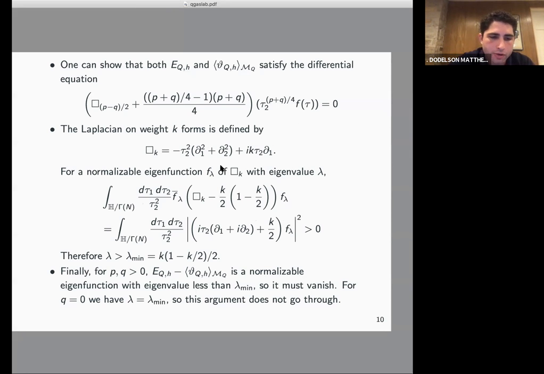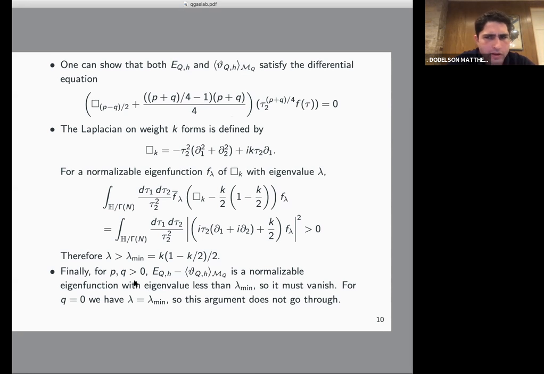So I just showed that the Eisenstein series and the theta function have the same behavior at the cusps, and so their difference is actually normalizable on the full surface. And because of this formula, their eigenvalue is less than the minimum allowed eigenvalue, and so this function must vanish. And so that means that E is equal to the theta function, the averaged theta function.